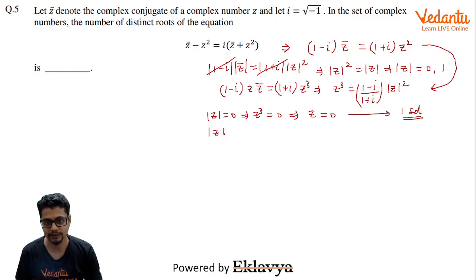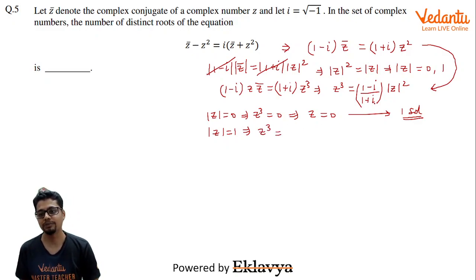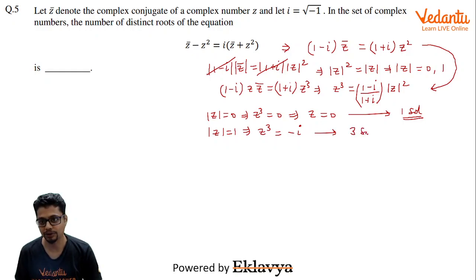Another possibility is mod z equal to 1, in which case mod z square would also be 1, and you get z cube equal to 1 minus iota divided by 1 plus iota multiplied by 1 square. You can make the denominator real by multiplying numerator and denominator by 1 minus iota. You would get 2 below, and above you will get 1 minus 1 minus 2 iota. So minus 2 iota divided by 2, you get minus iota. So z cube equal to minus iota. So there will be 3 solutions to it.